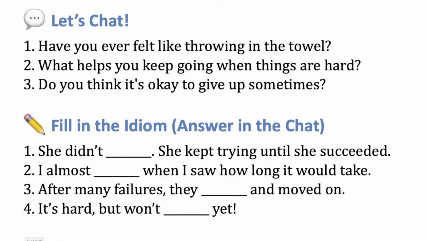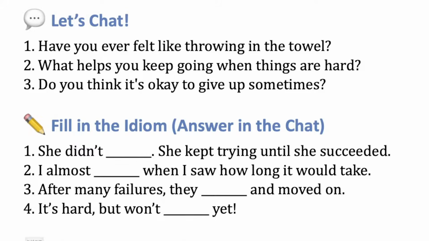So let's go back to the worksheet here. Sentence 1, she didn't. She kept trying until she succeeded. So what are you going to use? Are you going to use throw in the towel, or are you going to use give up? Number 2, I almost when I saw how long it would take. Are you going to use throw in the towel or give up? Number 3, after many failures, they and moved on. Which idiom are you going to use?